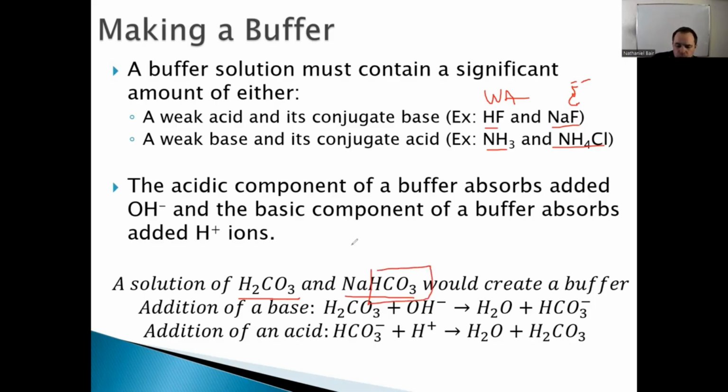So this would be an effective buffer. If I took carbonic acid and sodium bicarbonate and I added more base, the acidic component of the buffer would react and it could absorb the addition of base. If I added acid, H+, the basic component of the buffer would react with it, and I would get water and H2CO3. Awesome.